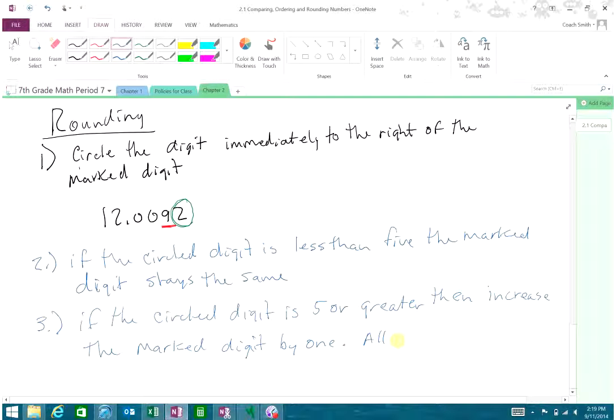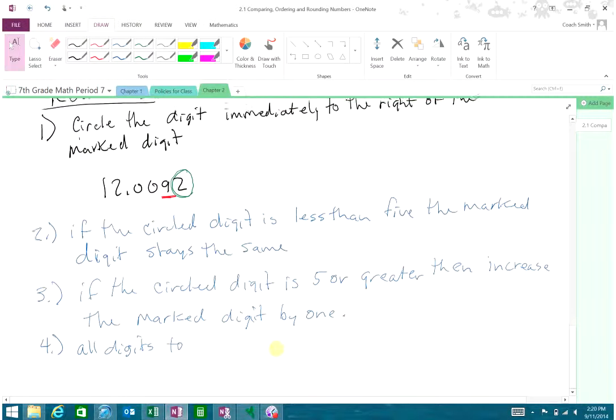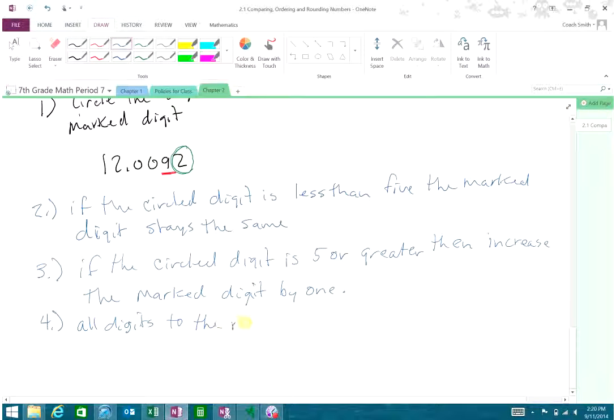All numbers, let me put that in there, step 4: all numbers, keep using numbers instead of digits, all digits to the right of the marked digit turn to zeros.